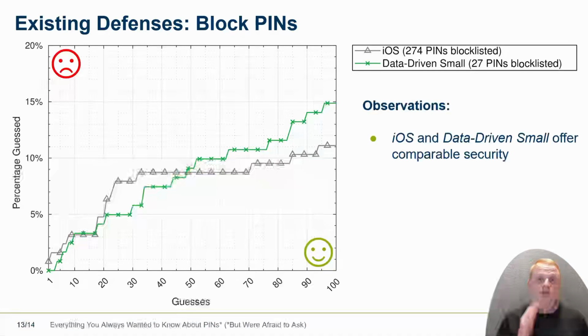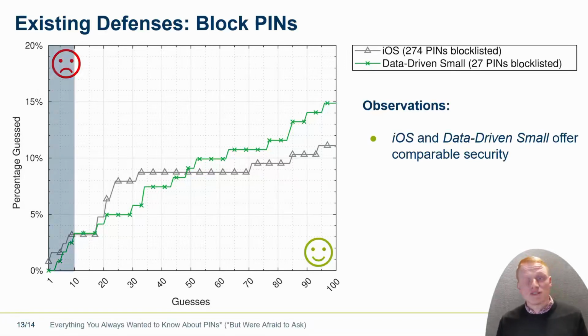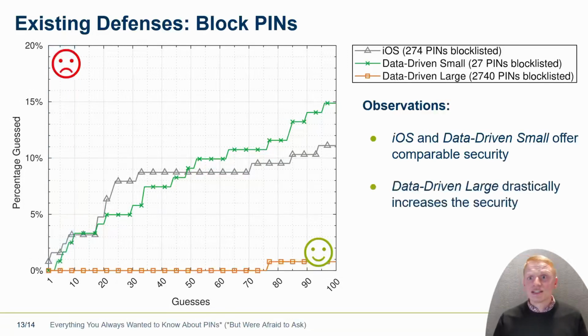And we compared the one from iOS in our study to one that we came up with on our own with just 27 pins. And what we can see here, especially for the first 10 guesses which are possible on Android, is that the success rate really doesn't make a big difference there. The data-driven large blacklist, which we tested, was composed of nearly 3,000 pins, and we end up with the distribution that we want. Many pins are secure there, and the attacker has a very low success rate because the pin distribution is very equally distributed across the pins which can be chosen.